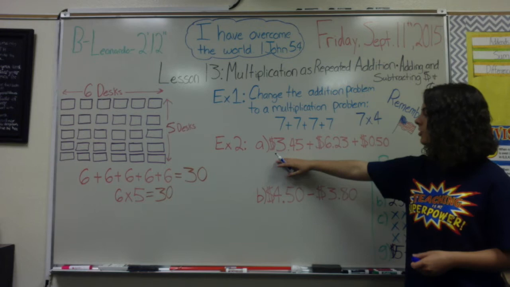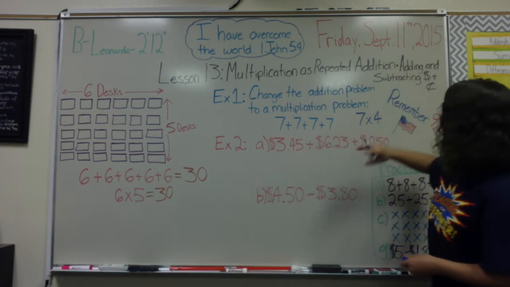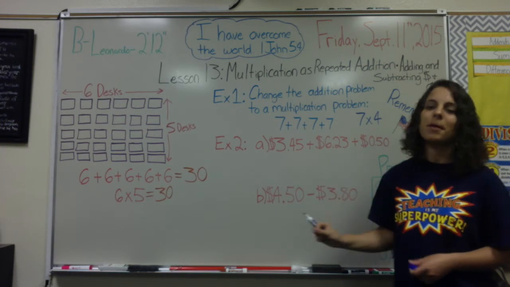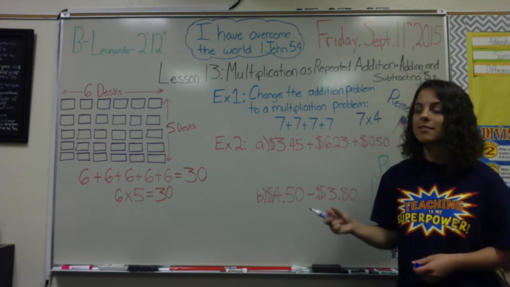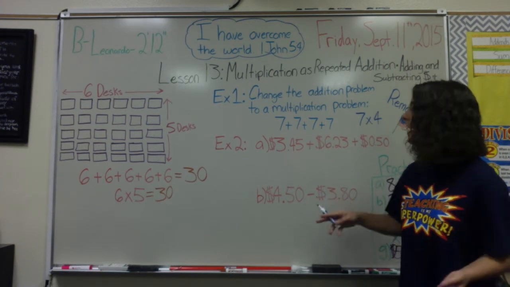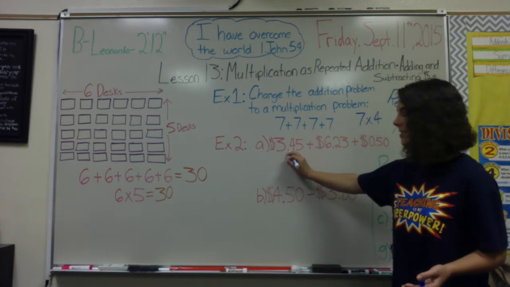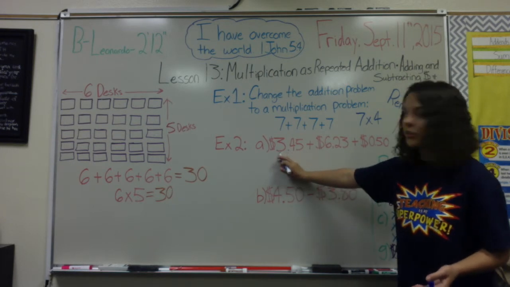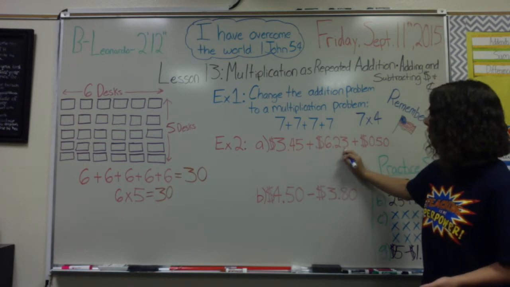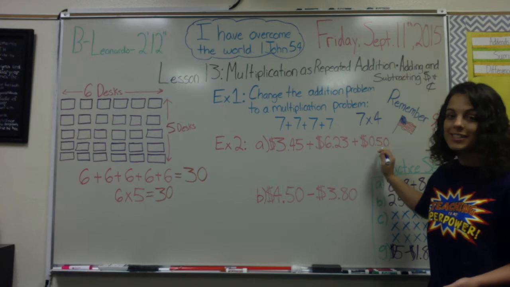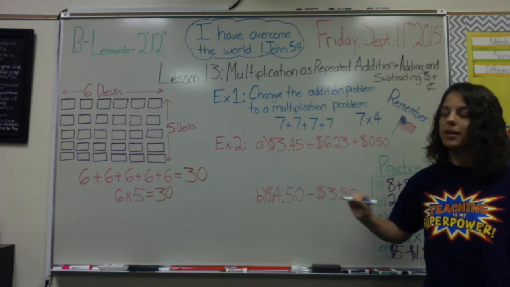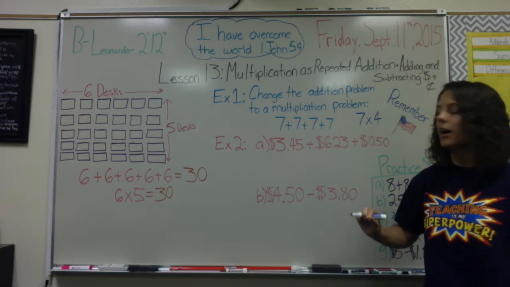All right, example 2. We're now looking at adding and subtracting dollars and cents. Now, a very important thing to remember, probably the most difficult concept to remember, is lining up your decimals. So if I have $3.45 plus $6.23 plus 50 cents, my decimal points have to be lined up. If they are not lined up, your answer will be 100% incorrect.